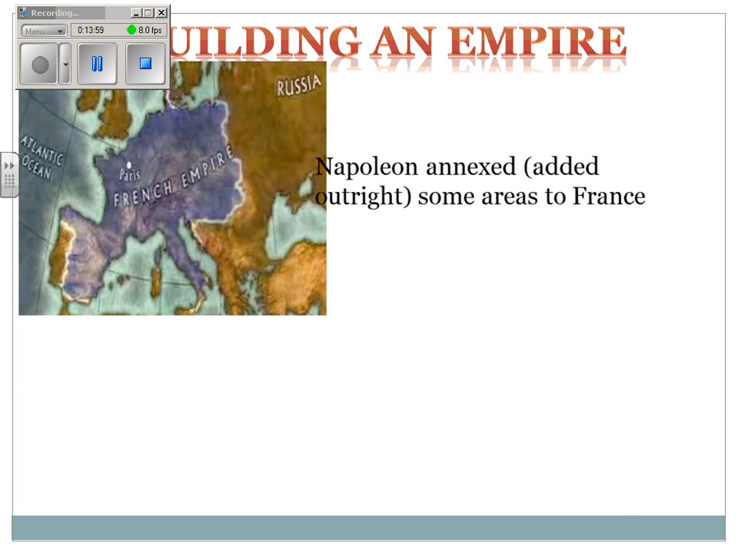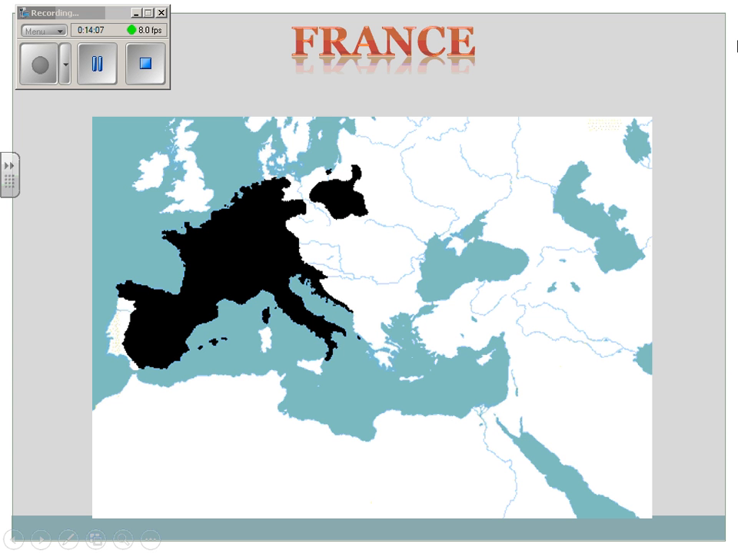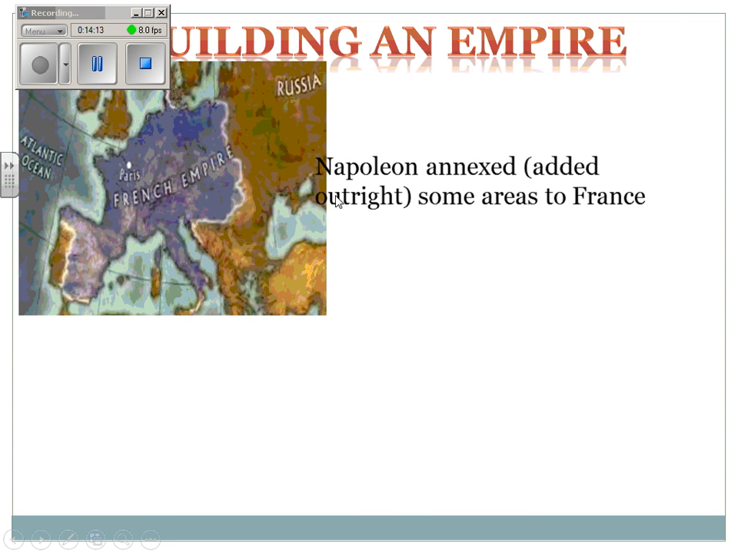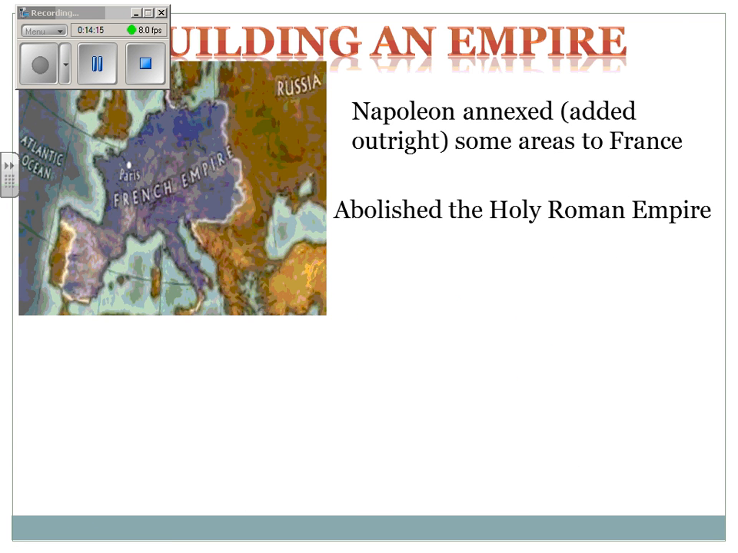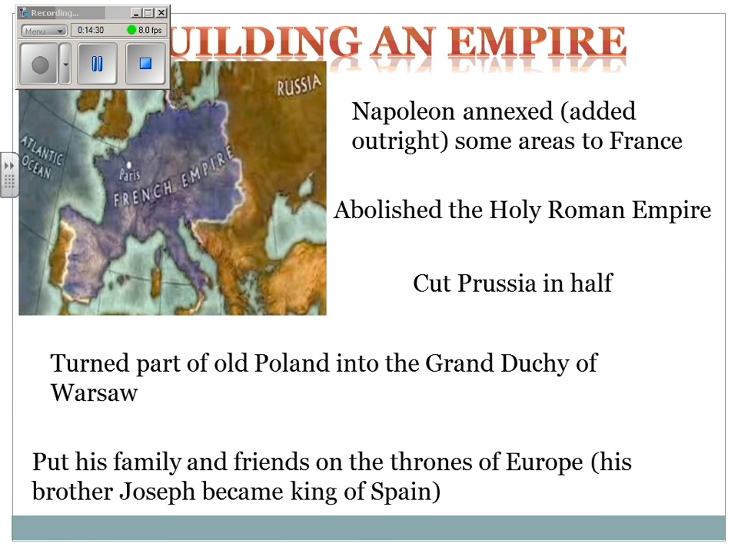All right, how he builds an empire, and this is number 6. Napoleon annexed some areas outright. He just took them. I'll go back. As you guys can see, he annexed parts of Poland, or what's now Poland. He just takes it. So he annexes parts of Poland. He abolishes the Holy Roman Empire. That is now officially gone. He cuts the territory of Prussia in half. He turns the Grand Duchy of Warsaw. We'll talk a little bit more about that in class. And like I just said, he puts his friends and families in key positions on the throne. His brother Joseph becomes king of Spain.